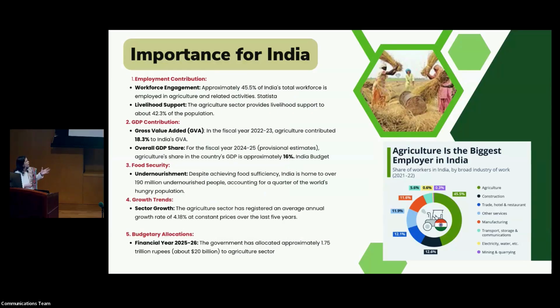But agriculture is very important for India, as it is the biggest employer, and the majority of the population is still dependent on agriculture for their livelihood. It also contributes a good proportion towards the GDP, and being the most populous country in the world, we need to take care of food security as well. Our government is making efforts towards allocating budgets for this.